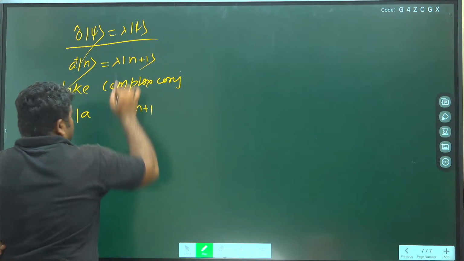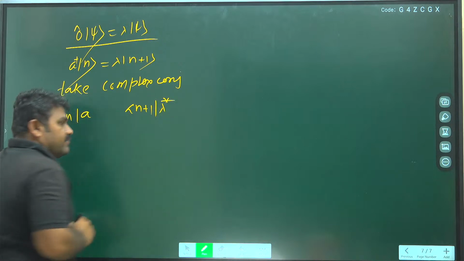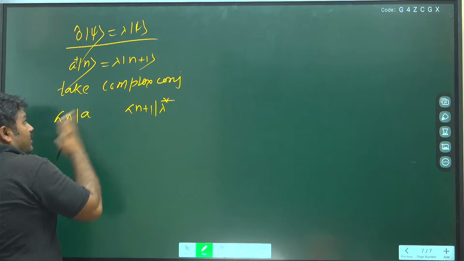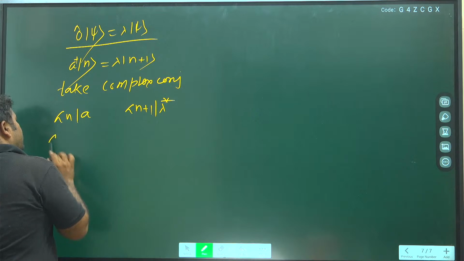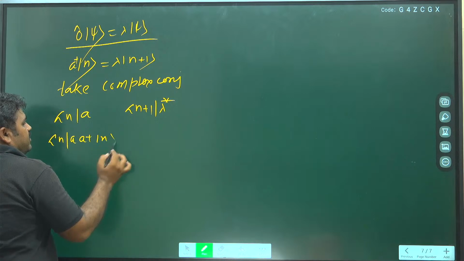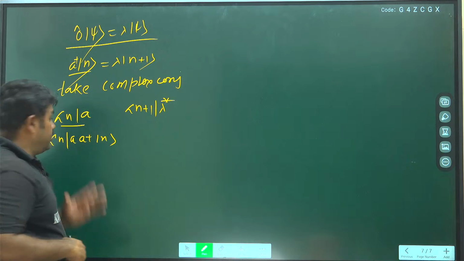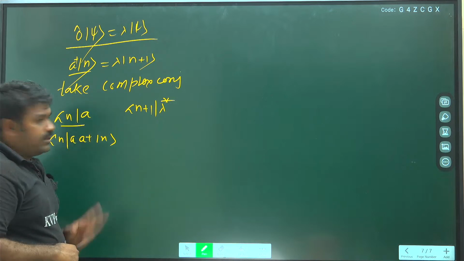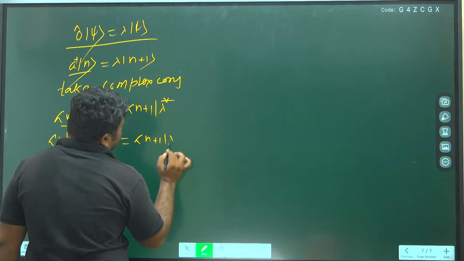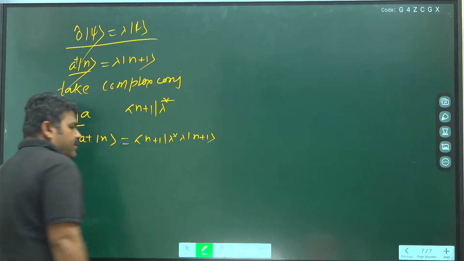This becomes the bra n+1, and lambda, we don't know whether it is real or imaginary, so we can take the star. Means we can take the complex conjugate and take the inner product. Then this becomes bra n, a dagger, ket n. Do you understand? Take the inner product of this part with this part. Then this becomes bra n, a dagger, ket n, and the right side becomes bra n+1, lambda star lambda, ket n+1. Okay.